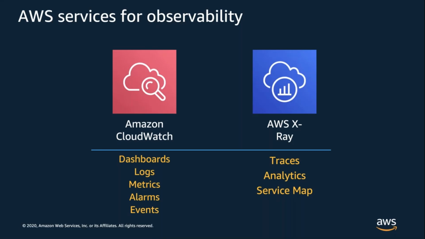And then AWS X-Ray, which is a service that has been around for a couple of years now, supports concepts such as traces and analytics and a service map, which we'll go into as well. And so almost all of our conversation today is going to be focused on these two services and how you can use them with your serverless application.